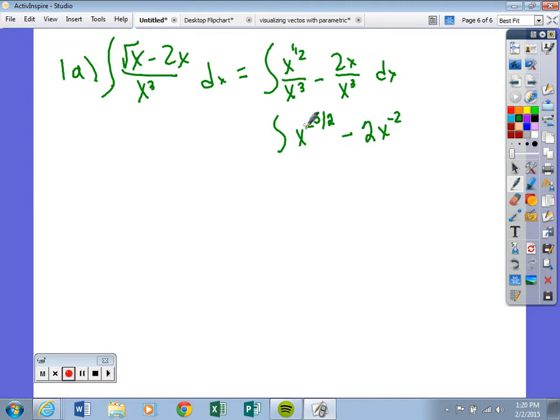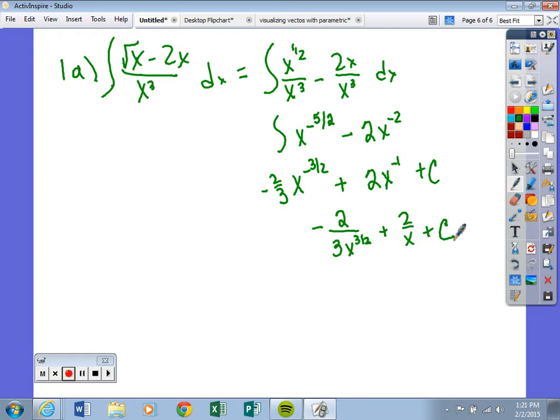So I need to add 1 to this exponent, so that's going to be x to the negative 3/2 times a negative 2/3. Remember that little trick I showed you in one of the prior videos? And then minus, this is going to be x to the negative first, because we're adding 1 over a negative 1, which will make that a positive. And then plus c. The only cleaning up I would do is to shoot the x's back down to the denominator because they are negative, but that should be your answer.